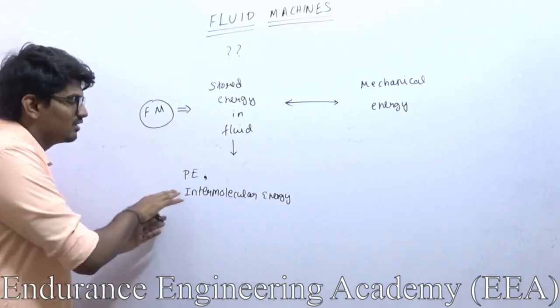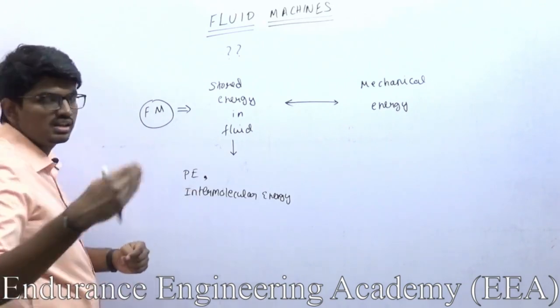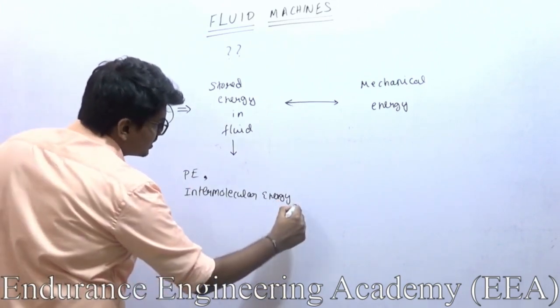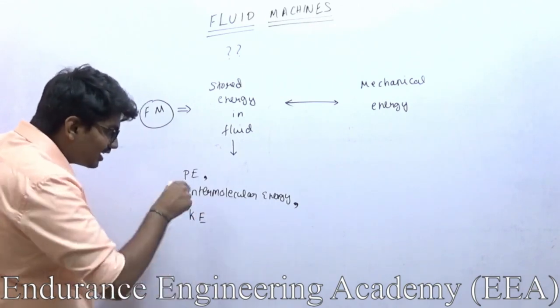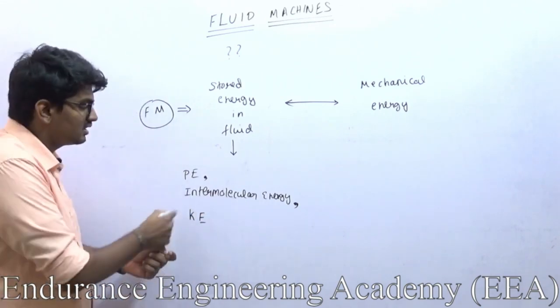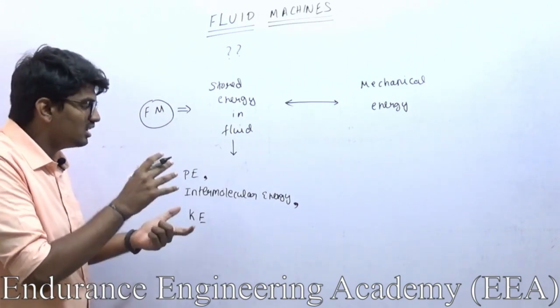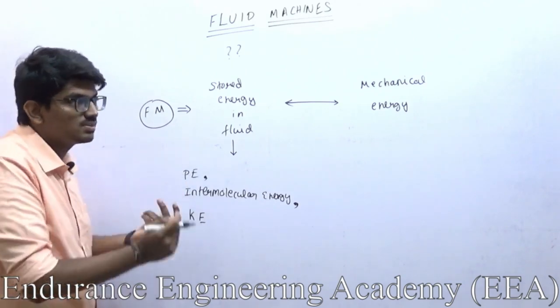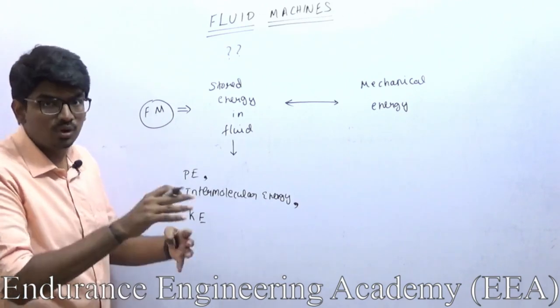Here it is not required. We are not going to go deep into it. We will be studying all those things separately in thermodynamics for mechanical students. Potential energy, intermolecular energy, or if the fluid is moving, then kinetic energy. Kinetic energy is nothing but energy possessed by any body which has some velocity. Potential energy is nothing but energy possessed by a body placed at some particular height. Intermolecular energy is nothing but energy possessed by the molecules themselves.